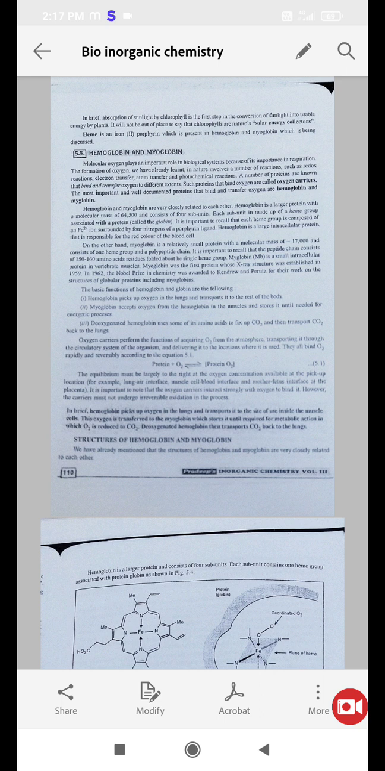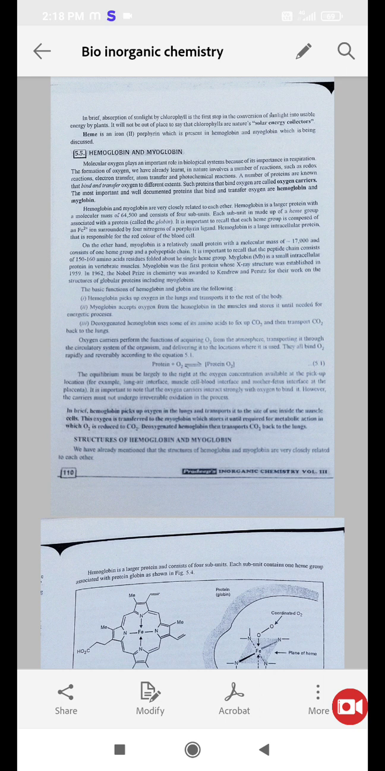They all bind O2 rapidly and reversibly according to equation 5.1. Protein plus oxygen gives protein-oxygen. The equilibrium must lie largely to the right at the oxygen concentration available at the pickup location. For example, the lung-air interface, the muscle-cell-blood interface, and the mother-fetus interface at the placenta. It is important to note that the oxygen carrier interacts strongly with oxygen to bind it. However, the carrier must not undergo irreversible oxidation in the process.